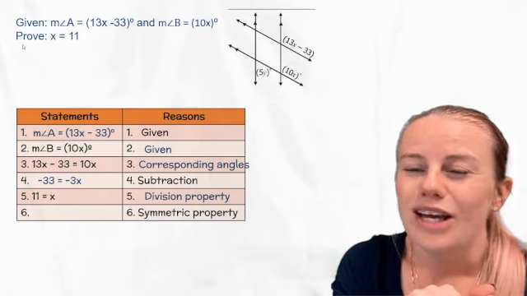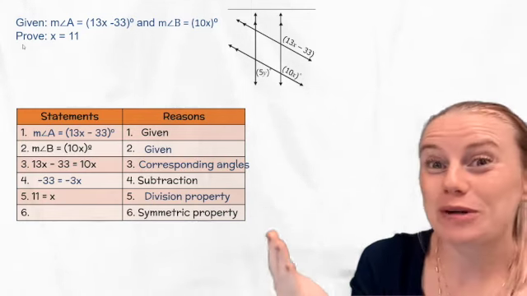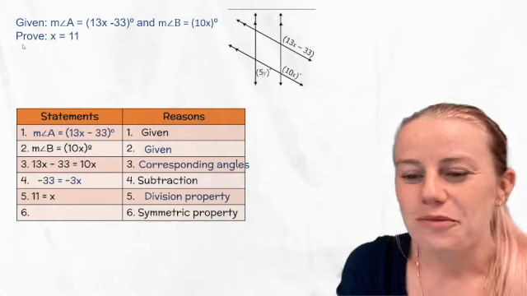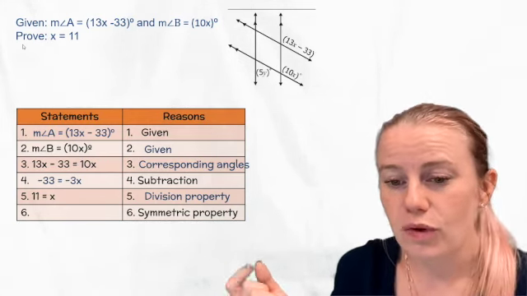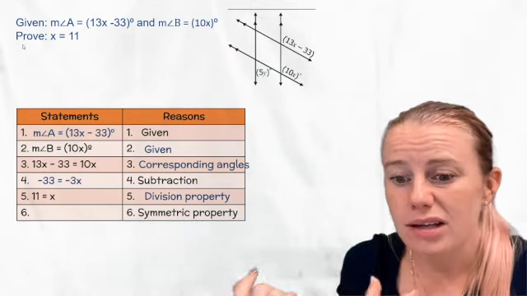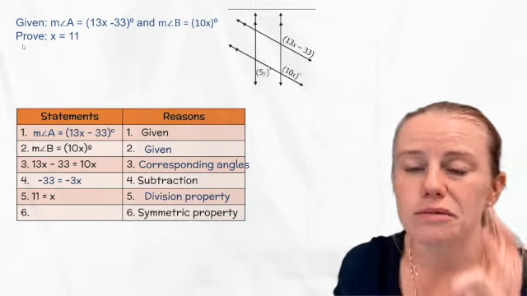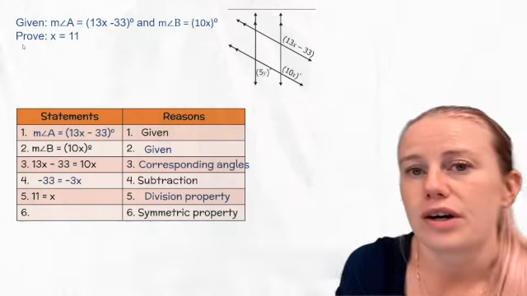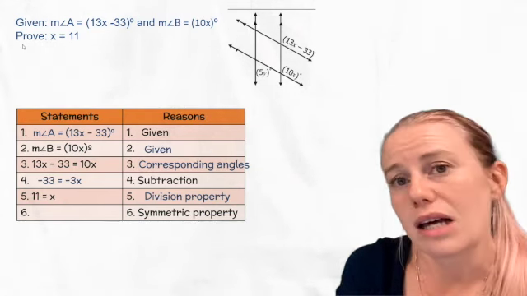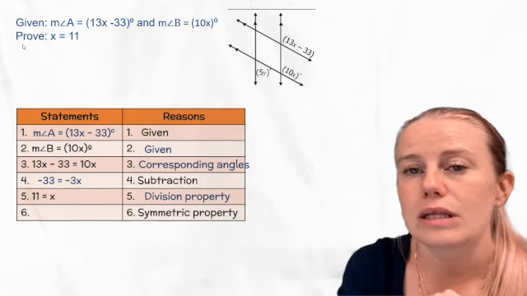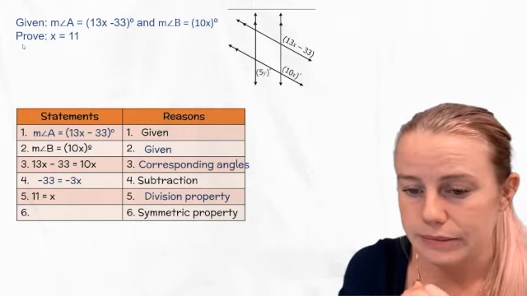The next step was blank. What would we do first to solve for x? We can look at the reason. It says that it's subtraction. Well, I would move my x over to one side, right? I'd move that 13x over with that 10x. How would I do that? I would subtract it. So when I do that, I'm left with negative 33 equals negative 3x.